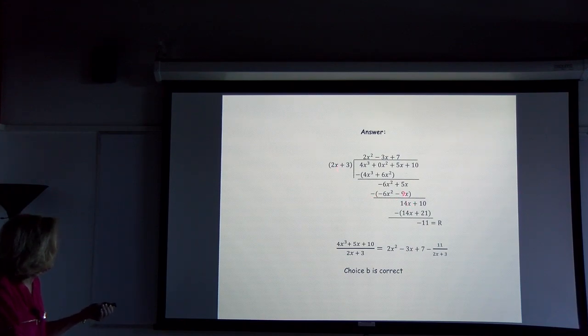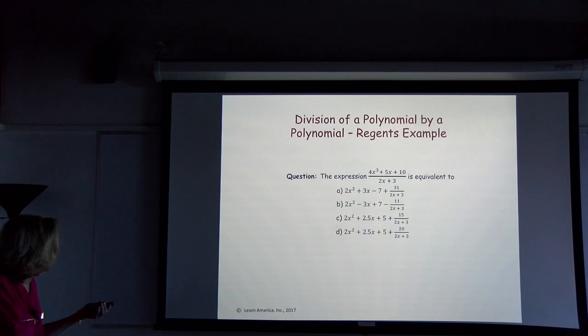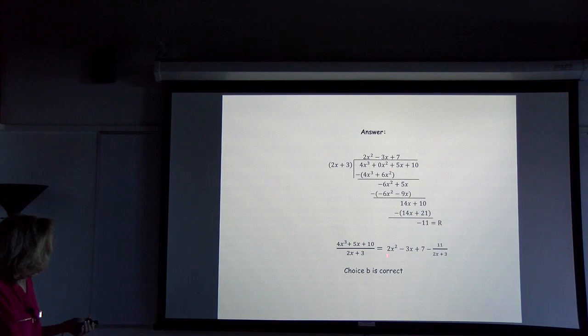2x divided into 14x goes 7 times. Again, multiply by 7. I get 14x plus 21. Put it down here. Parentheses, subtract. 14x is subtracted out. 10 minus 21 is negative 11. That's the remainder. Now the problem here had asked you to write it as, in this case, a trinomial with the remainder. You know that your denominator is always going to be what you're dividing by. So the 2x plus 3 will have to be in that position. And now what you're noticing is that your quotient is 2x squared minus 3x plus 7 plus the remainder divided by 2x plus 3. This is a Regents question.